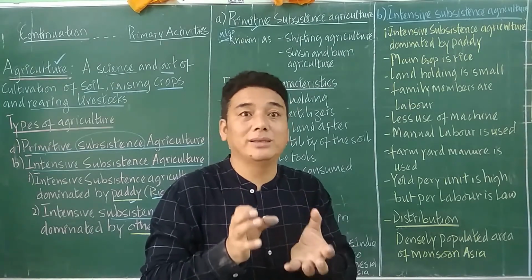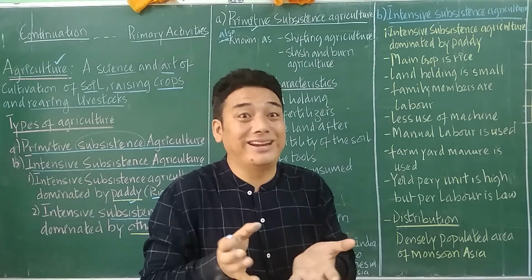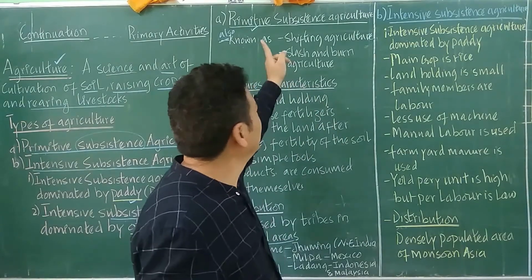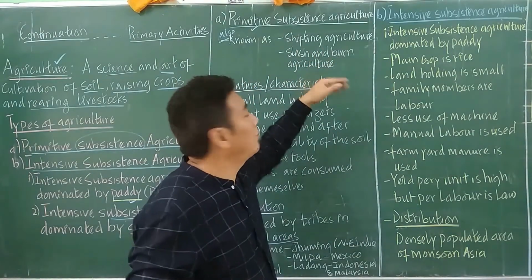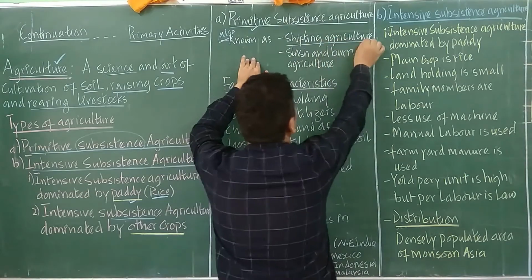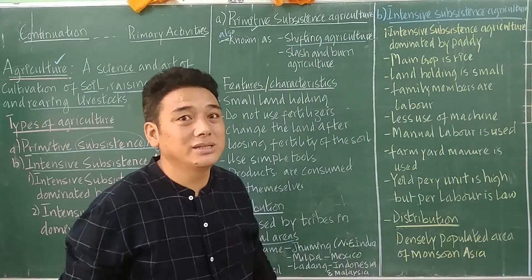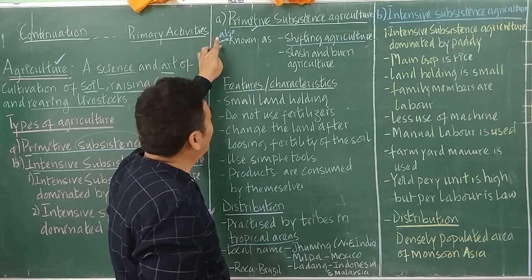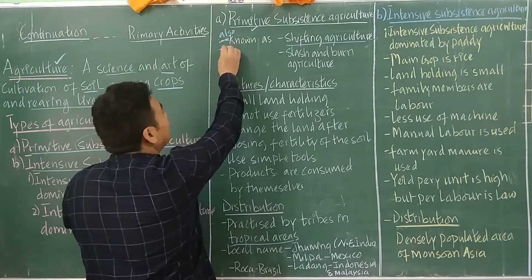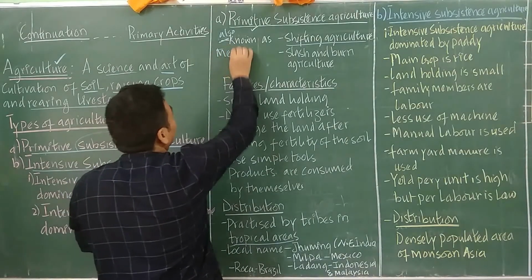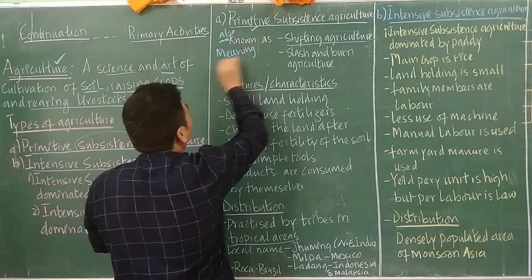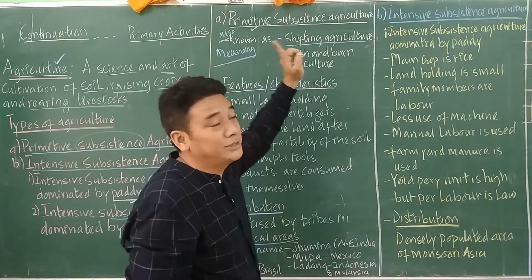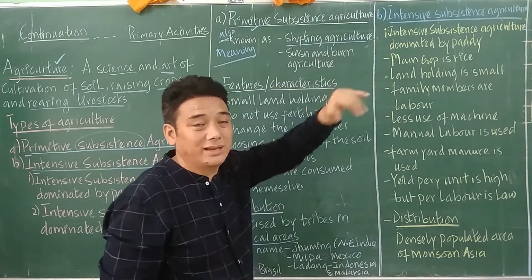And if the fertility of the soil is no more, when it becomes unfertile, they will move, or they will shift to a new forest area. That's why it is known as shifting cultivation or shifting agriculture. Is that clear? All right. Now, this is about the meaning. At the same time, this is how it got the name shifting cultivation and slash and burn agriculture.